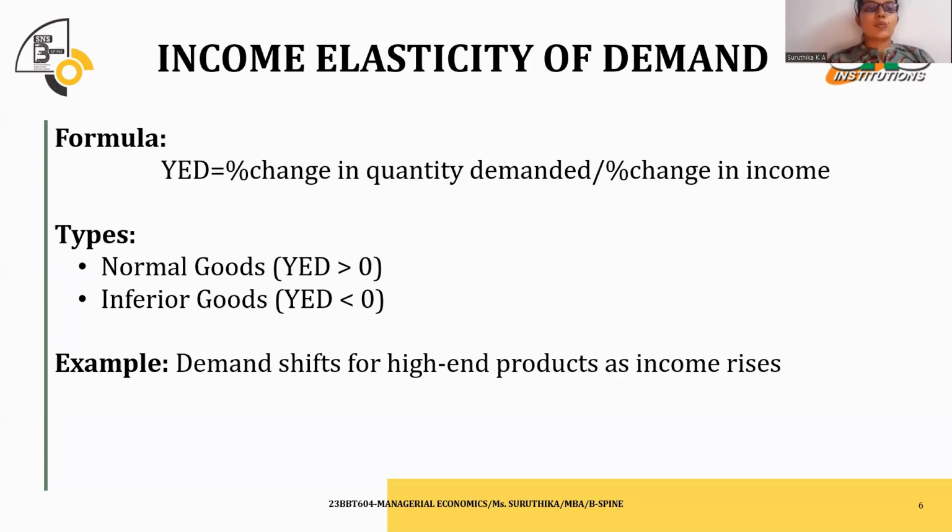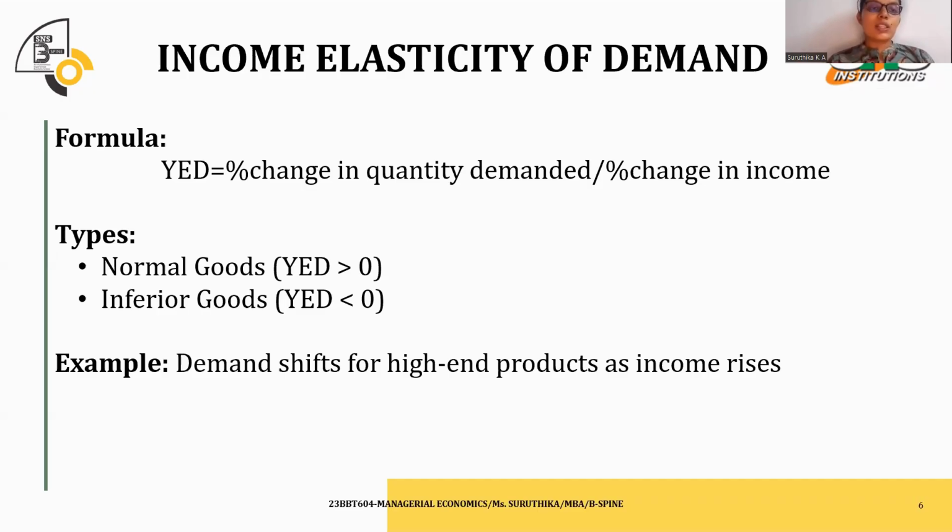So a product is said to be a normal good if the income elasticity of demand is greater than 0. That is, people with a substantial income can afford it. This is not an inferior product. This is not a product that only people with lesser demand can buy.